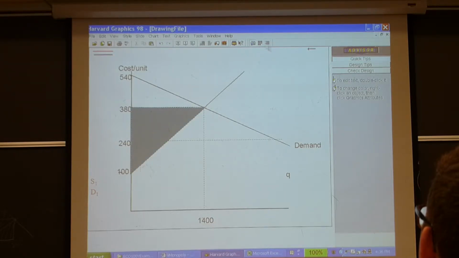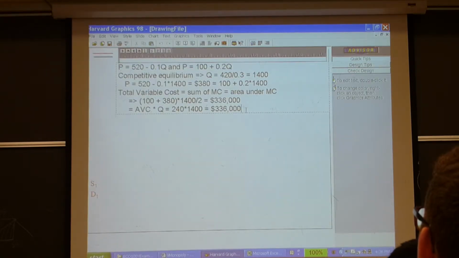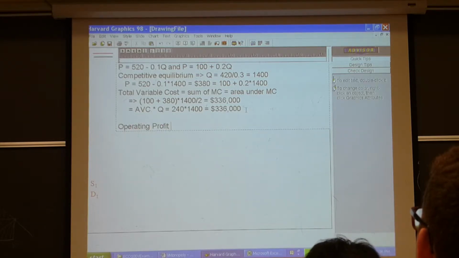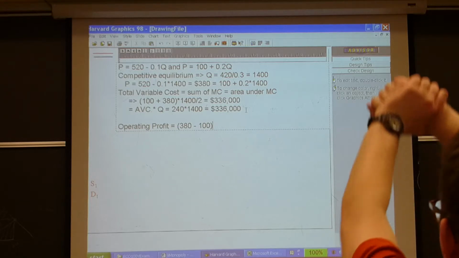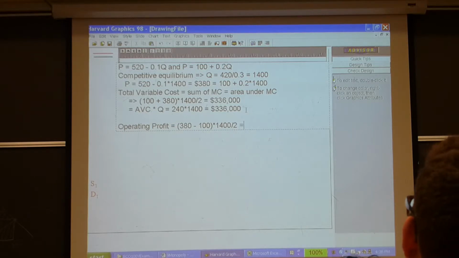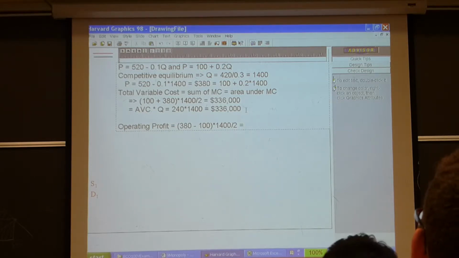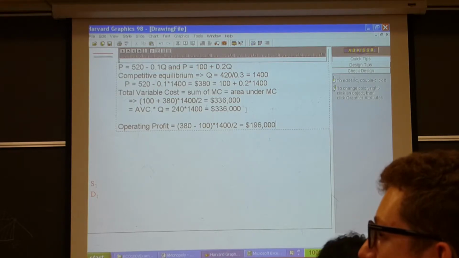Let's step back. I'm more interested in operating profit, which I can find two ways. One way I'm going to find it is by that triangle. What was my equilibrium price? 380 minus 100, times 1400, divided by 2 gives me what? Sorry? 100? Yeah, so it's 196,000. Do we have a way of testing that?